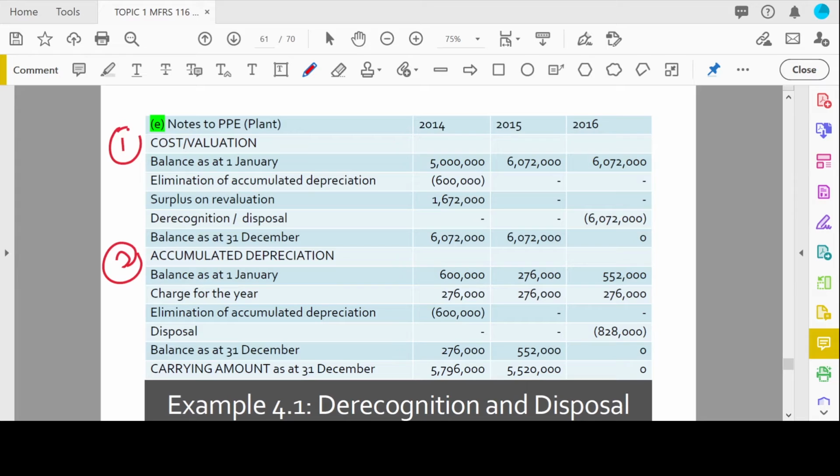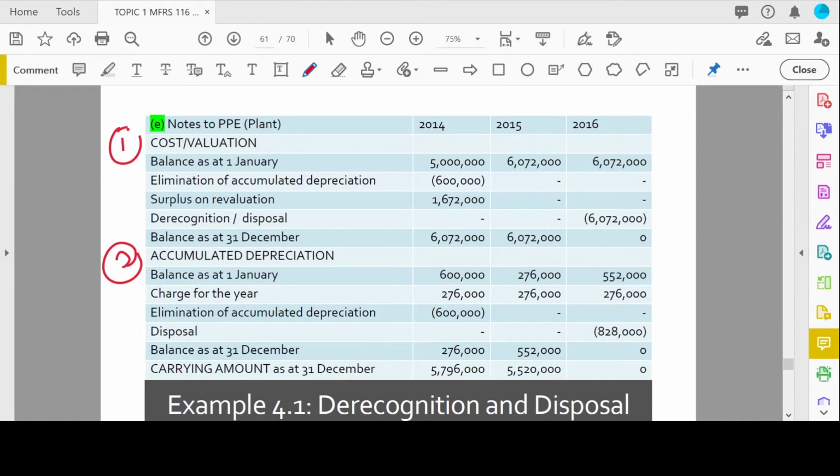Is the accumulated depreciation. All right, so the first one is cost or valuation. The third one is the accumulated depreciation. And then remember, from the definition of the carrying amount, we do have one more, which is the accumulated impairment loss.